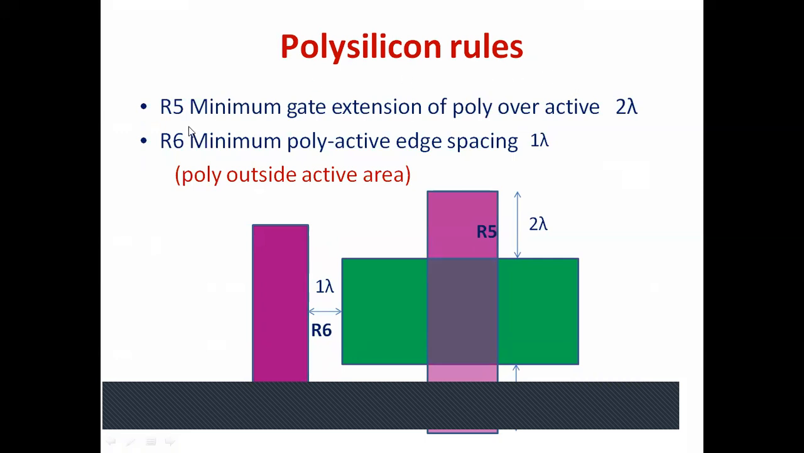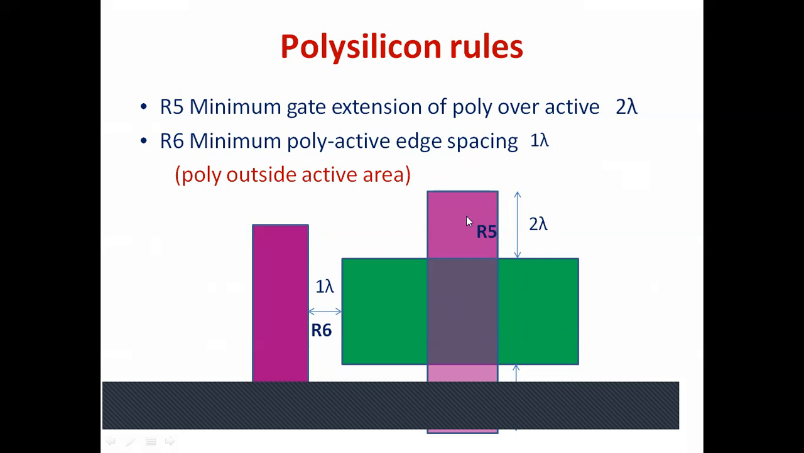Polysilicon, R5. Here I have mentioned what is R5, what is R6. Now we know that this is active area, right? Green, whatever you see, is active area, and this gate mask or polysilicon mask is actually coming on active area, right? Then only one part of this becomes source and the other part becomes drain.